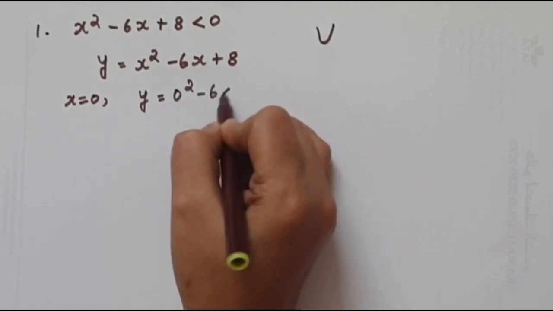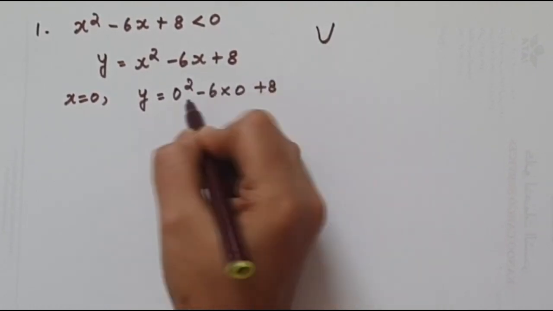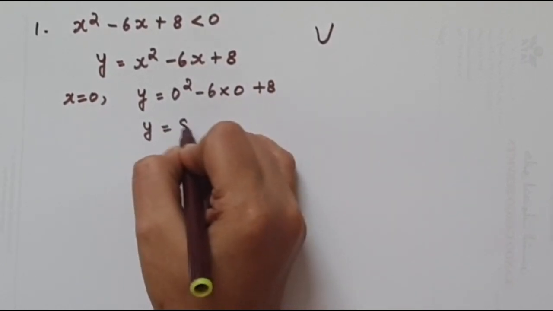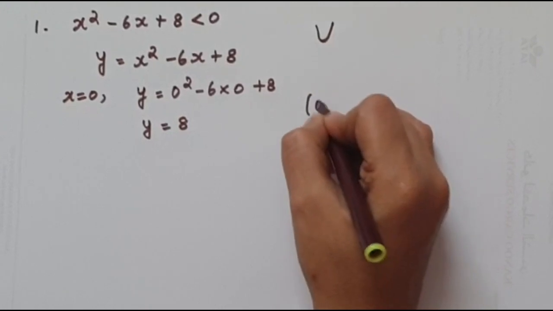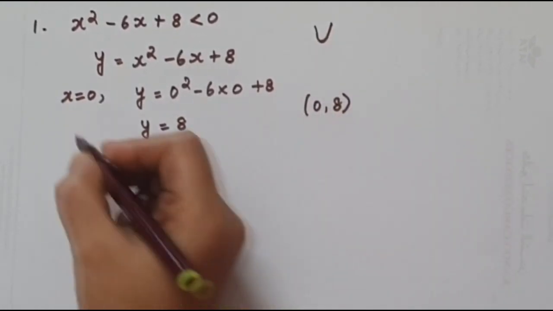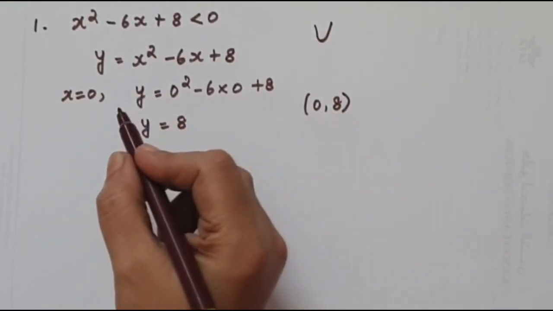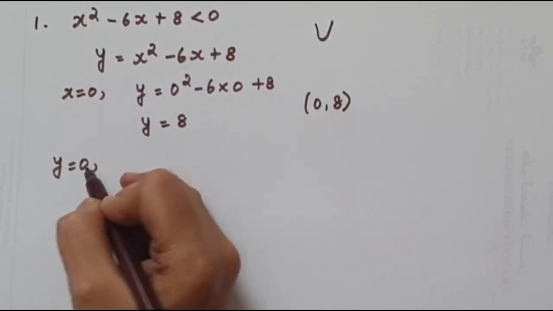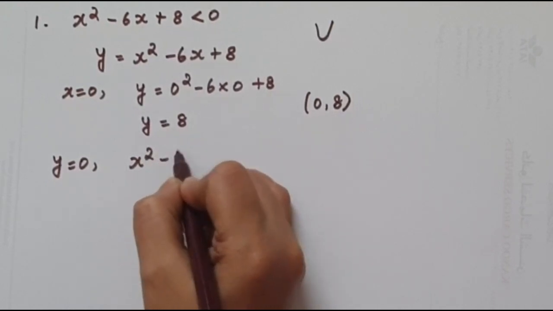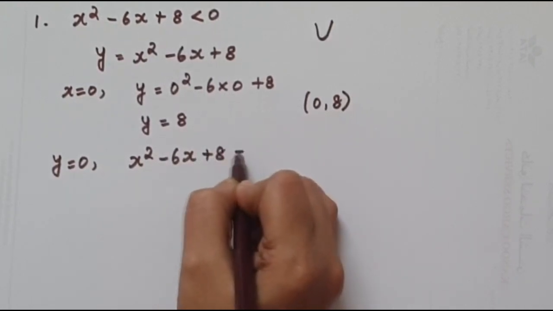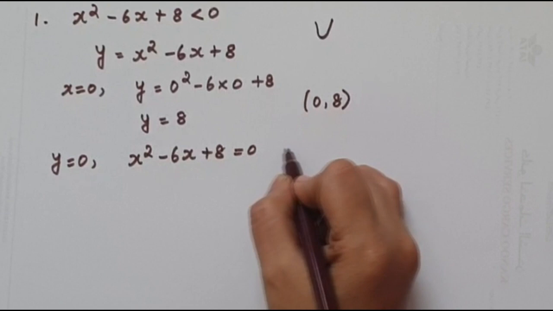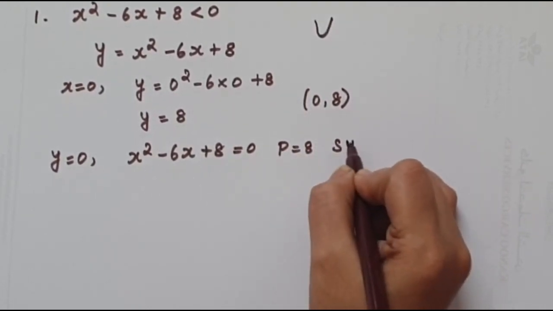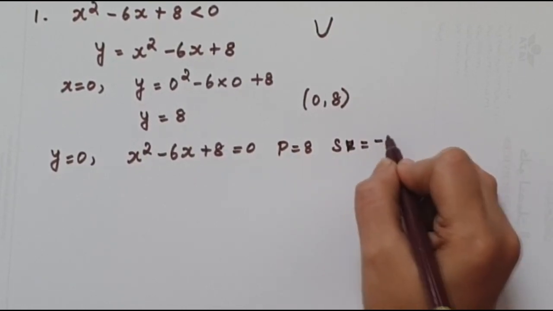So it is 0 squared minus 6 into 0 plus 8. So this is 0, this is 0, so this is 8. So y will be equal to 8. So our first point is (0, 8). Now, in order to find where the graph is intersecting the x-axis, we substitute the opposite, y as 0. So it comes as x squared minus 6x plus 8 equal to 0. So here, the product has to be 8 and the sum has to be minus 6.